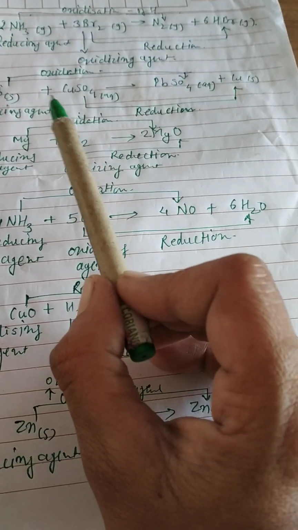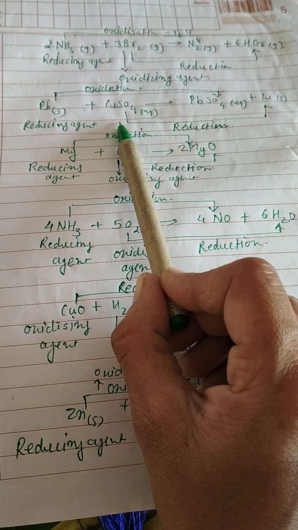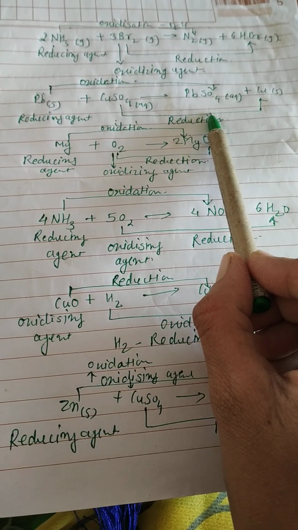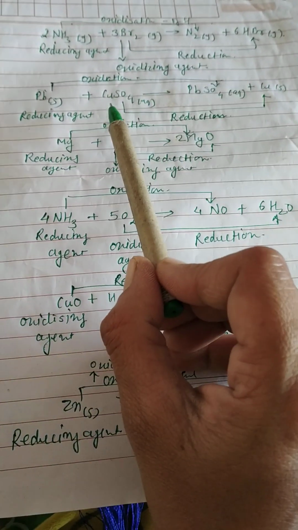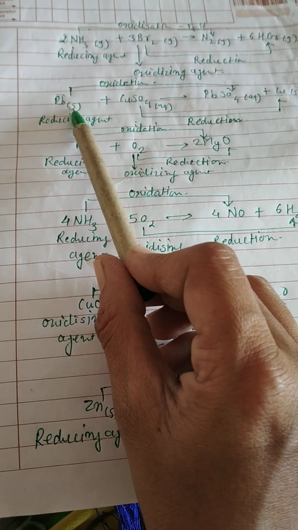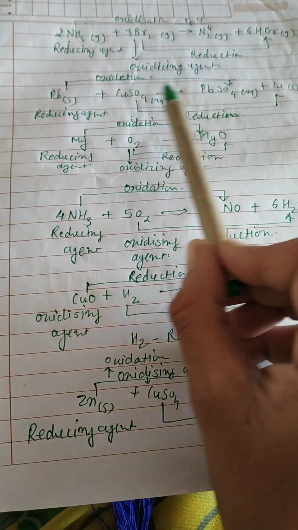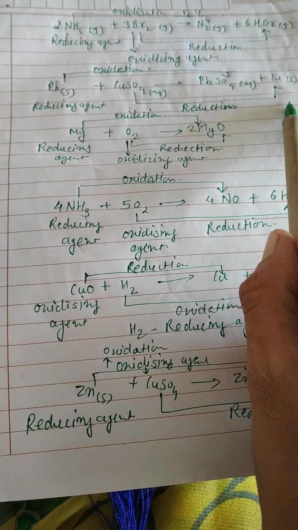Now let's study the next reaction, where Pb plus CuSO4 is there. It gives PbSO4 plus Cu. Here, first we have to identify which reactant undergoes oxidation. Pb undergoes oxidation to produce PbSO4, and CuSO4 undergoes reduction to give Cu.